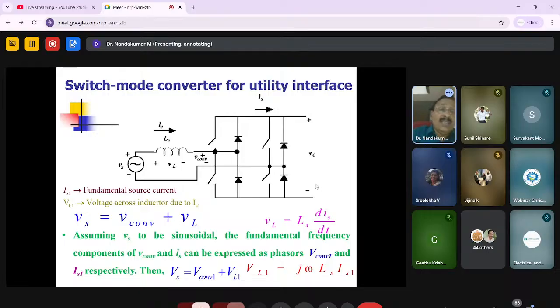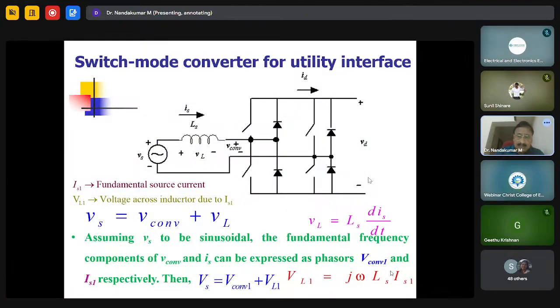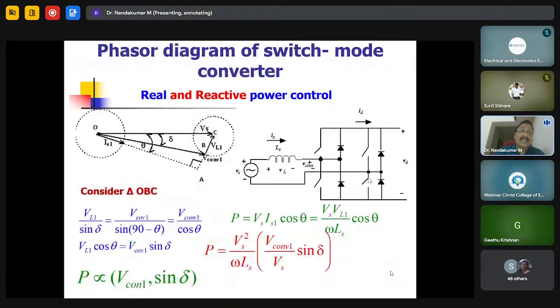Especially this one, that's clear. I think in the Ned Mohan book, the derivation is not given, but the concept is given very clearly. The real and reactive power derivation, you can take this one. This is the real power and reactive power flow between the AC grid and the DC source.